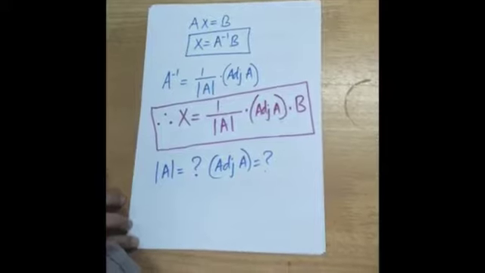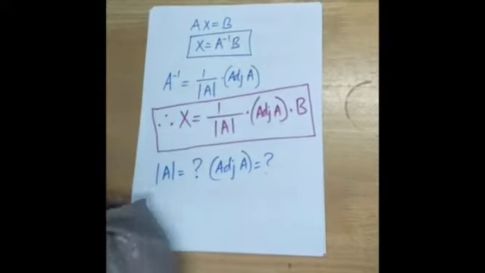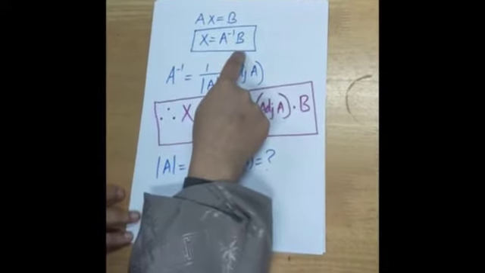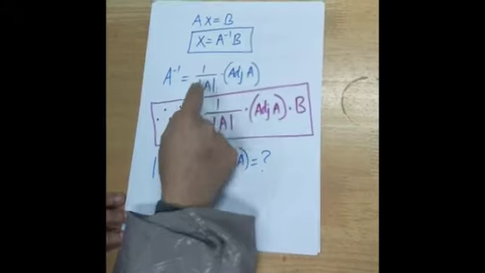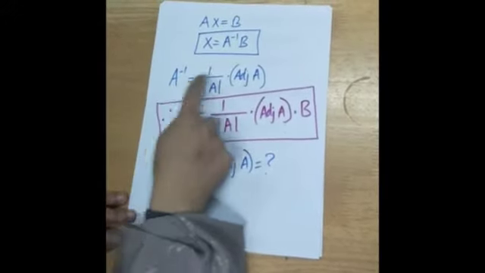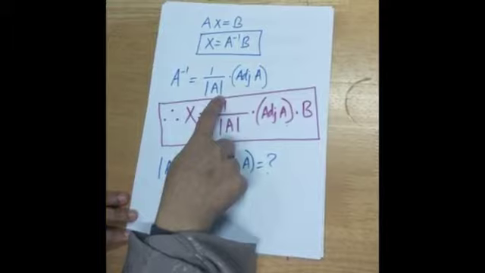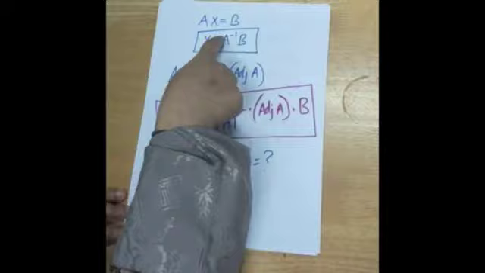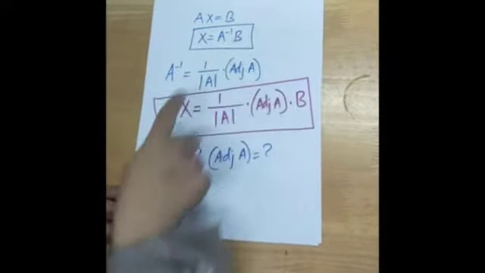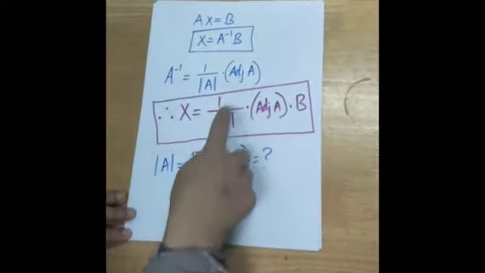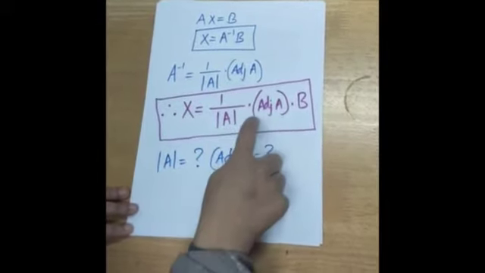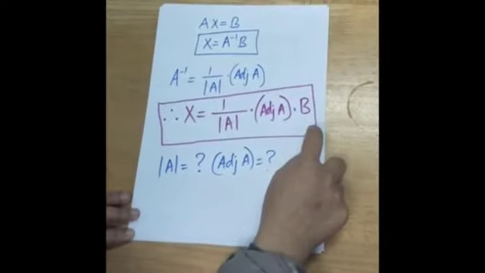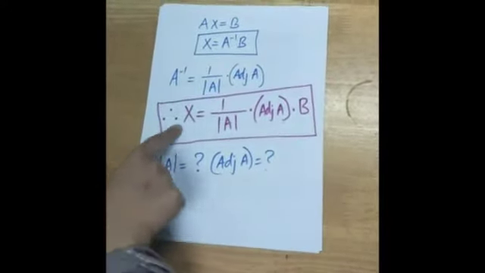As we have seen previously, for AX equal to B, the solution is given by X equals A inverse times B. And as we have seen in previous videos, A inverse is equal to 1 by determinant of A times adjoint of A. So if we replace A inverse with this in this equation, we get X equals 1 by determinant A times adjoint A times B. So this is how we find the solution for our variable matrix X.